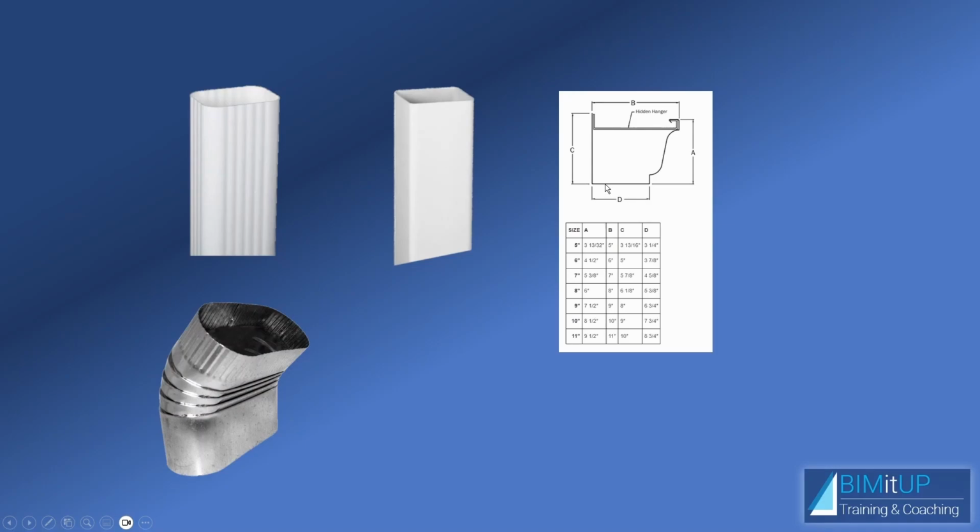For some reason, whoever created that family in Autodesk either didn't consider this or was using a weird family that's not similar to what we have. So the important thing is this dimension D. And for us, a 5-inch gutter, we should have a D dimension, which is this depth here, of 3¼ inches. So let's go ahead and adjust that.